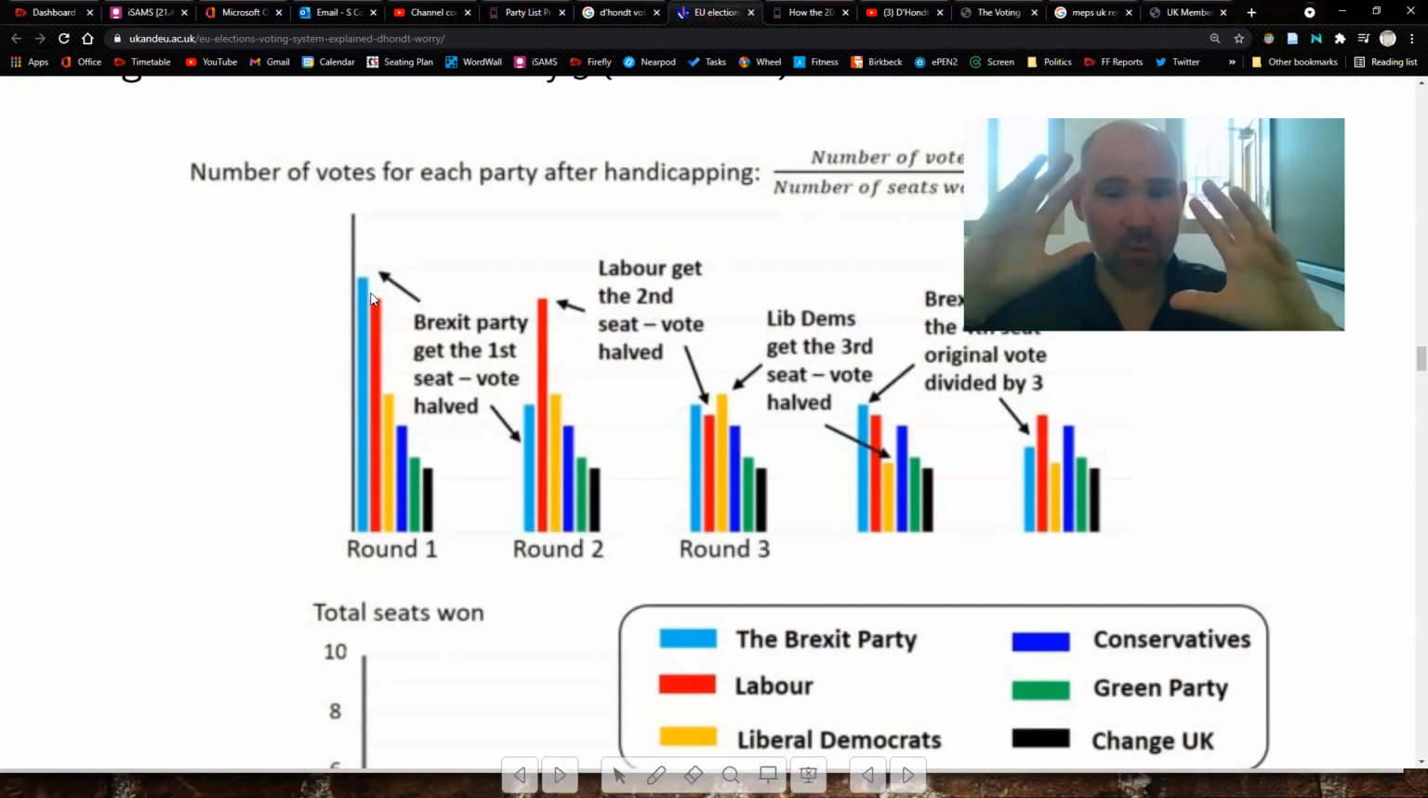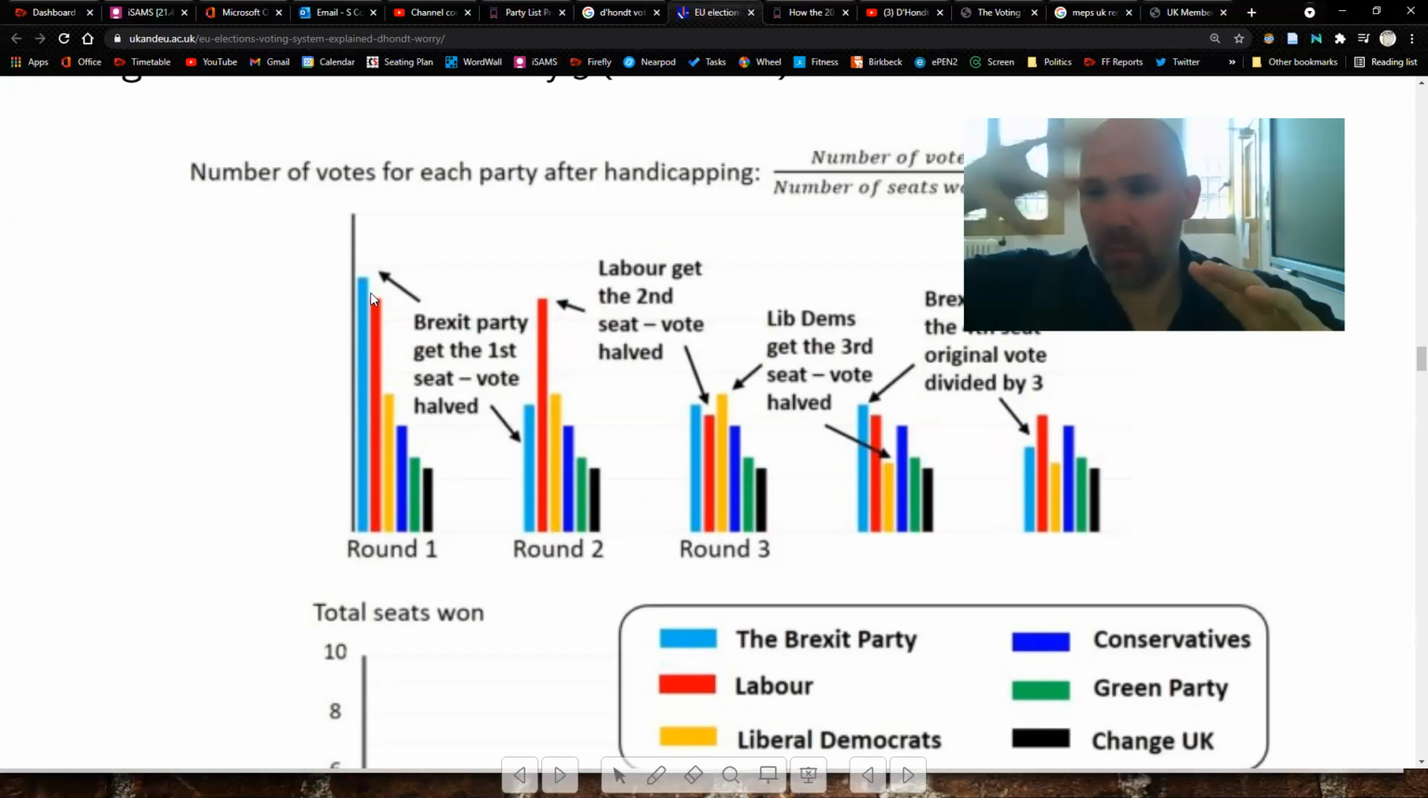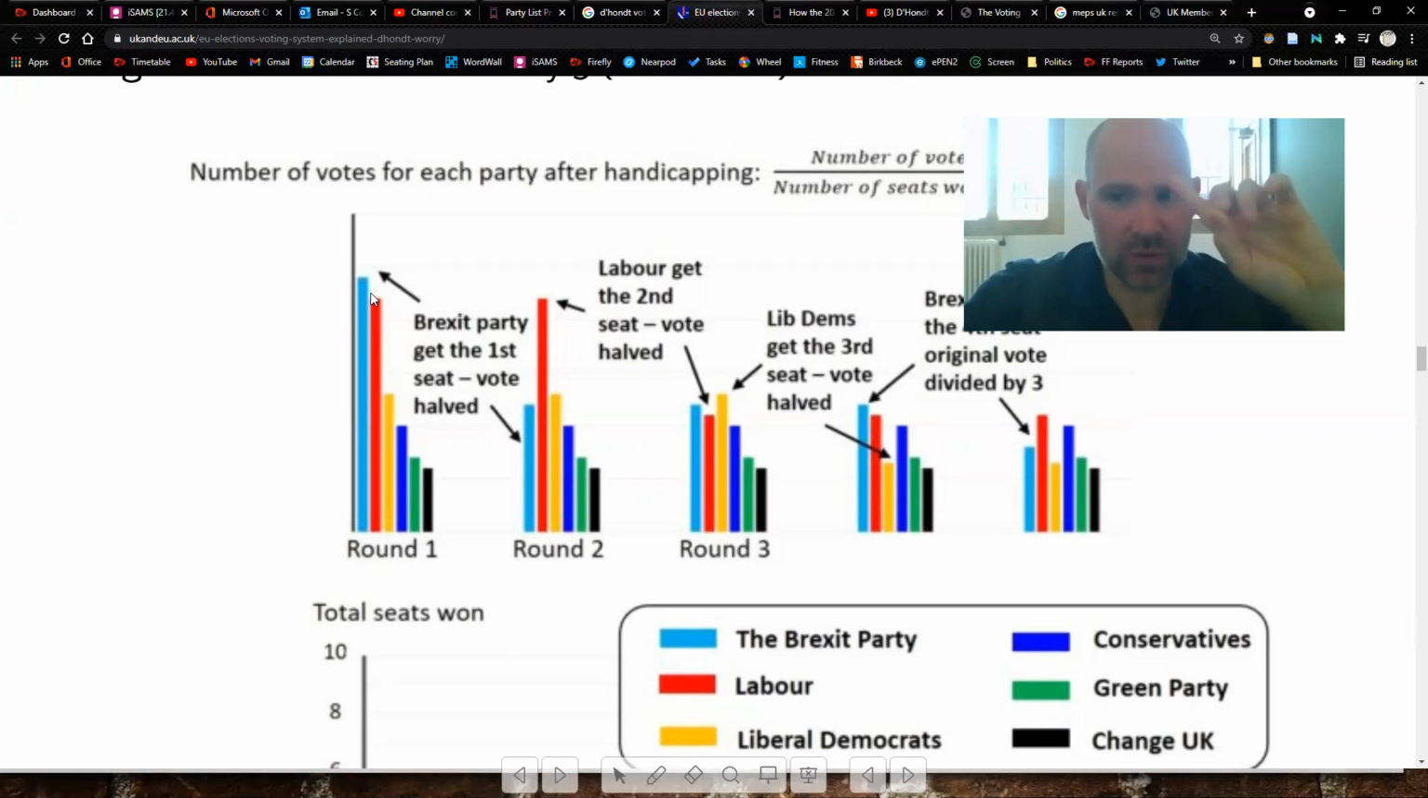And what you do is you take that number 1 and you add the number of MEPs, or the number of representatives they have, to that 1. So now the Brexit Party has 1 MEP. So we add that to the 1. So 1 plus 1 equals 2. And now we divide their votes by 2, which means, of course, that their votes get halved.